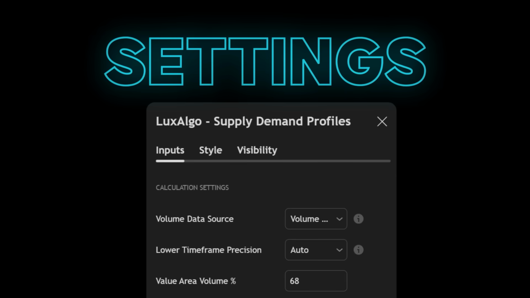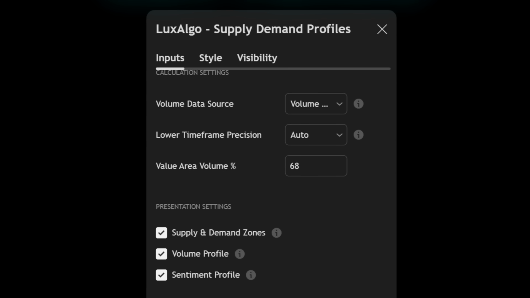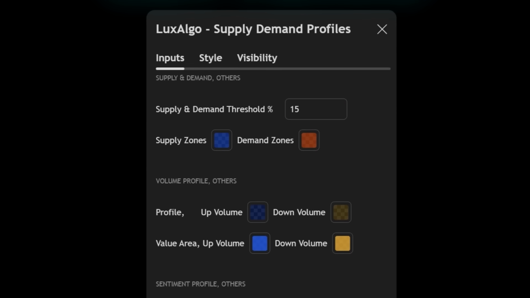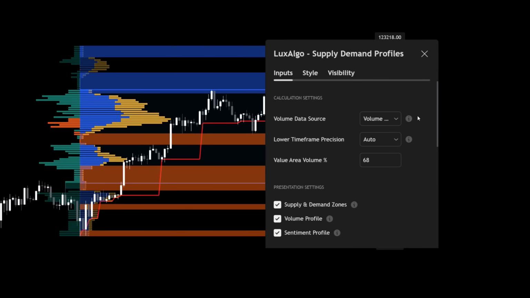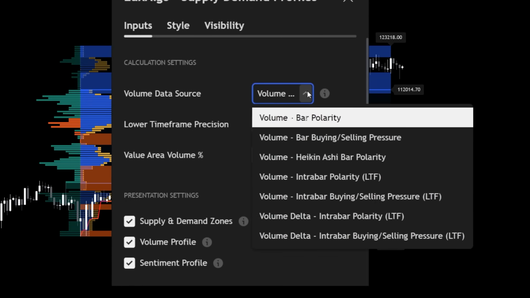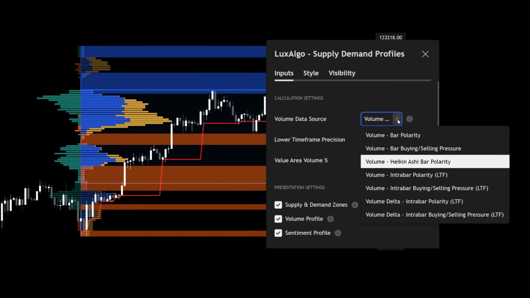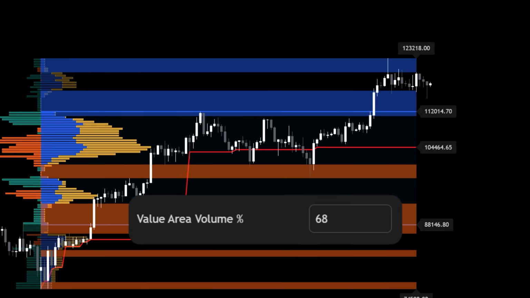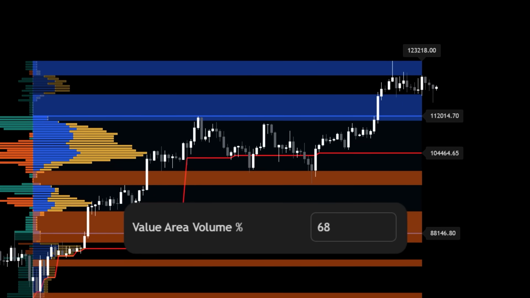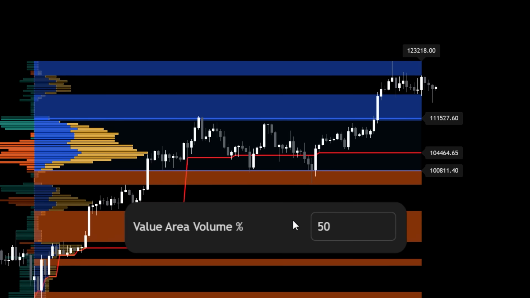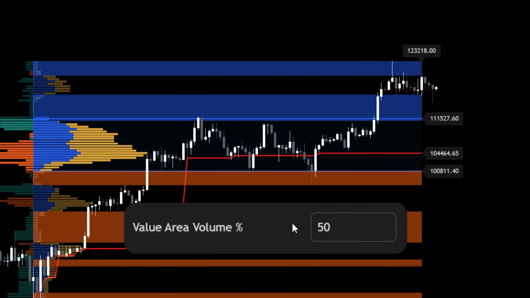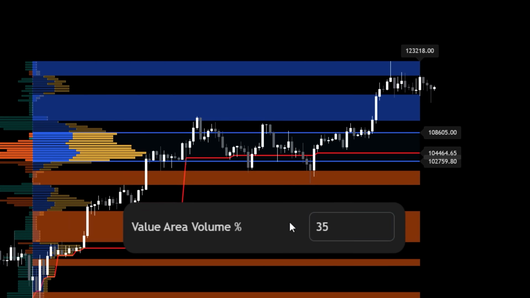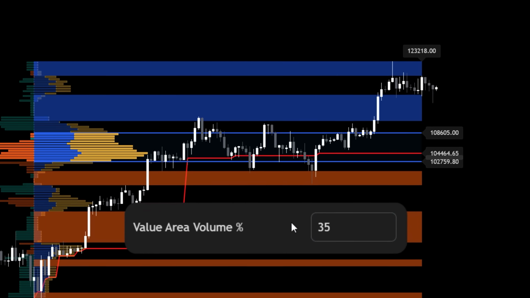Now let's dive into the settings. This indicator offers a wide range of customization options to fit your trading style. One of the key inputs is the volume data source dropdown. Here, you can choose from 7 different ways to pull volume data, depending on your market or data preference. Right below that, you'll find the value area percentage setting, which is set to 68% by default. This determines how much of the profile is considered the value area. Lowering this number narrows the range and lets you hone in on areas with even higher volume concentration.